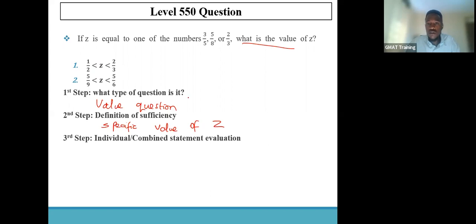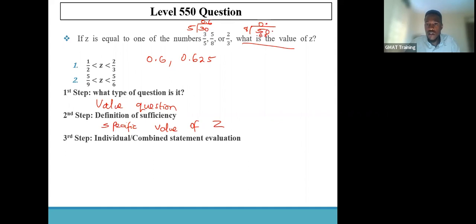So when you're dealing with such questions of the comparison of the magnitude of fractions, one of the best approaches would be to express them as decimals. In this case, 3/5 would be 0.6. We can do the division: 3 divided by 5, this would be 0.6. 5/8 would be 0.625.